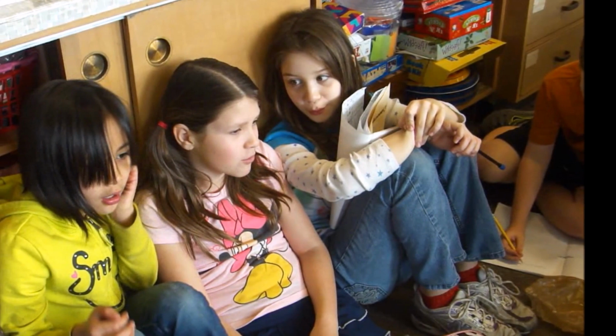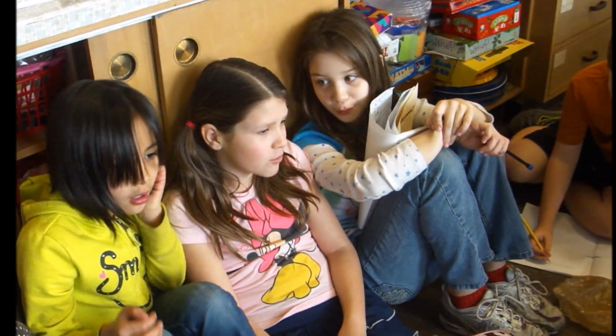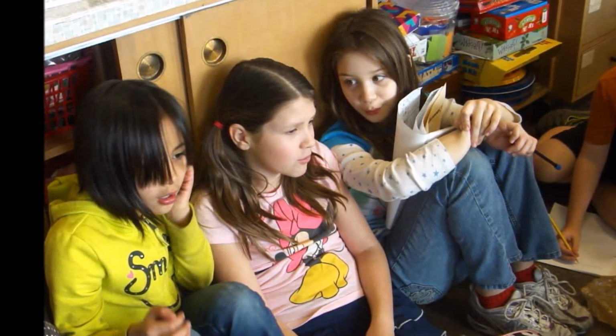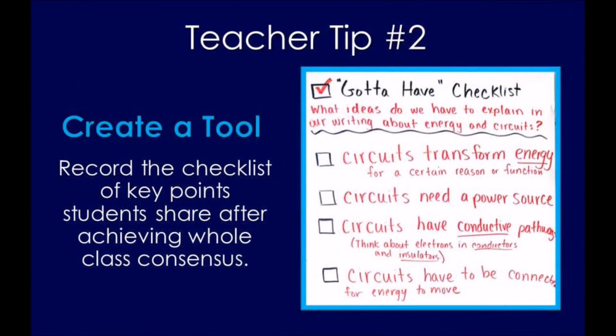After talking with a partner and making their own list, students shared out to the class what similarities they discussed. The next clip illustrates how the first bullet, circuits transform energy for a certain reason or purpose, was co-constructed in a whole class effort. Notice how the teacher asks for students to agree on wording before writing on the checklist. Also note what talk moves the teacher makes to connect students' ideas.